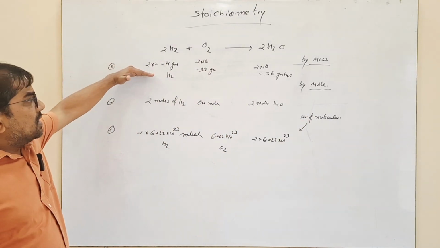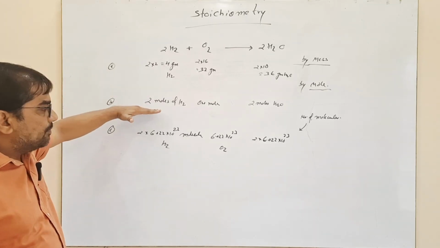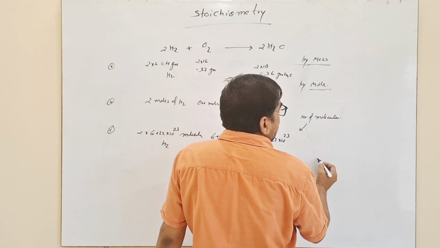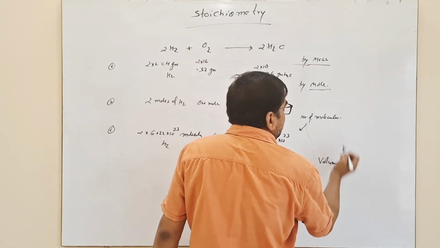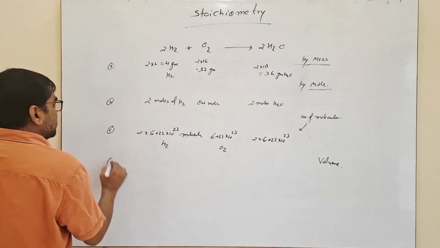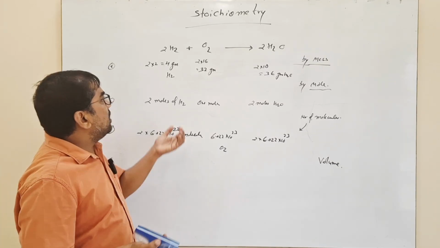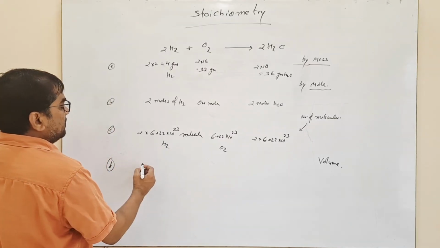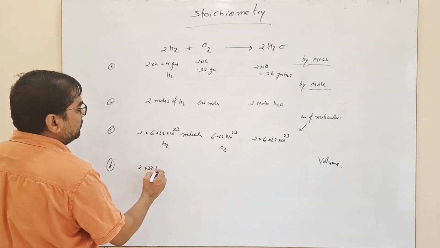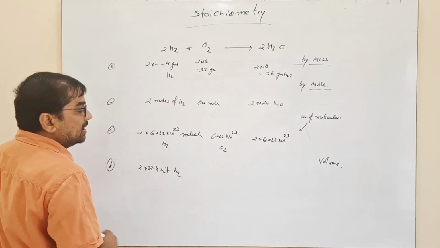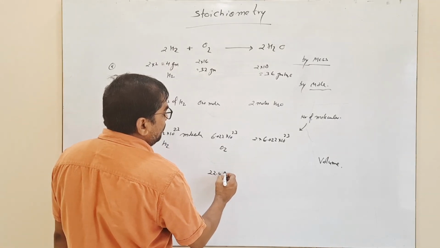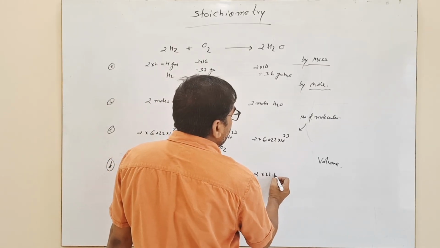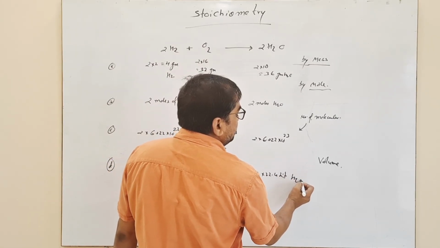We have discussed on the basis of mass, on the basis of moles, on the basis of number of molecules. Now on the basis of volume. Next category. So on the basis of volume, we know at NTP 1 mole of matter occupies 22.4 liter. So here we can say that 2 into 22.4 liter of hydrogen combines with 22.4 liter of oxygen and results in 2 into 22.4 liter of water.